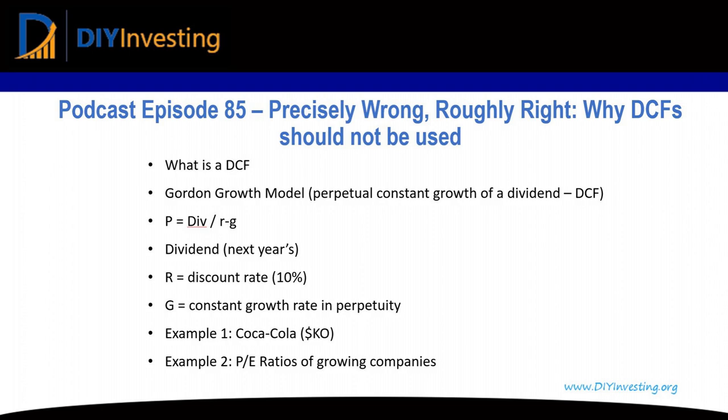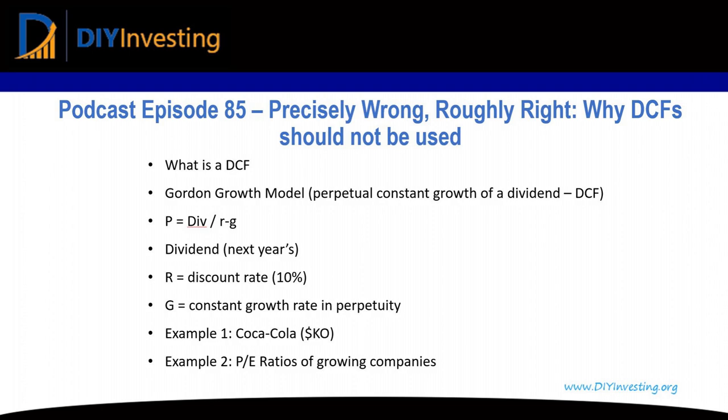Discounted cash flow models, or DCFs, are the theoretically correct way to value a company. And this makes sense when you understand what they are. With a DCF, you would estimate all the future cash flows for a company, whether it be dividends or earnings, depending upon how you're doing your model, and then discount them back to the present. When you add up all those values, you get the intrinsic value of a company.